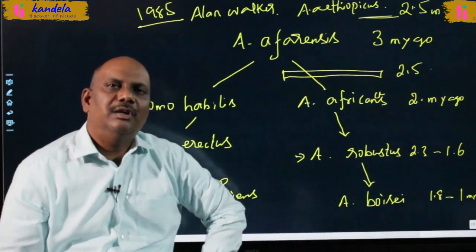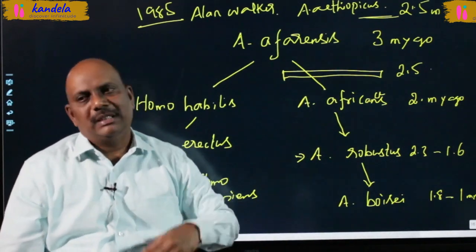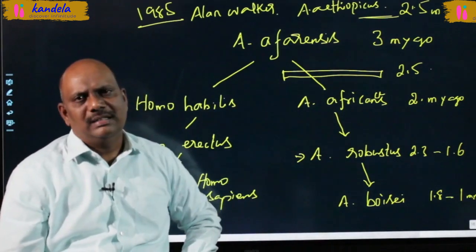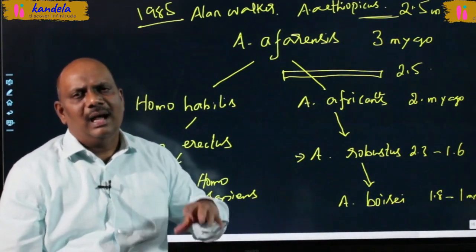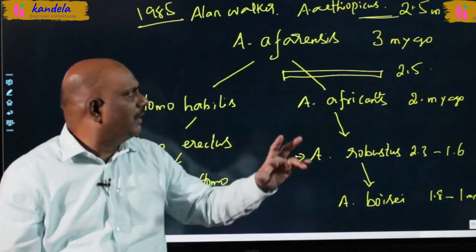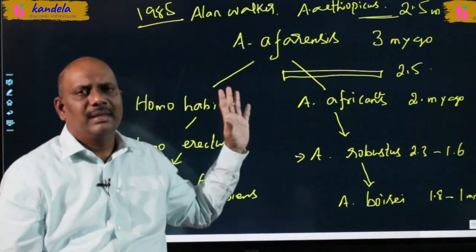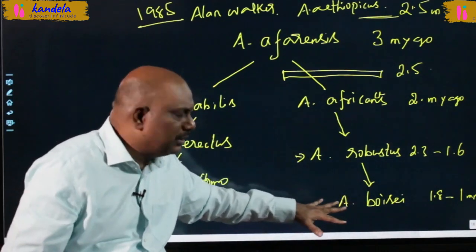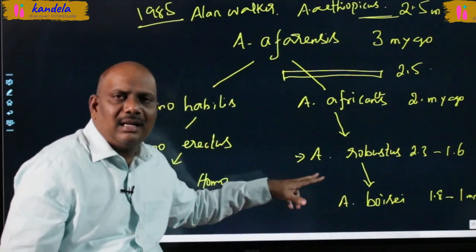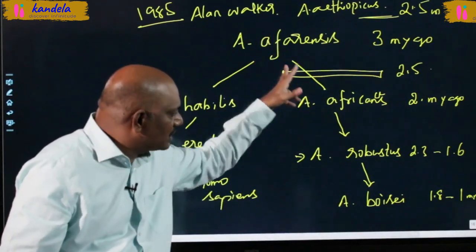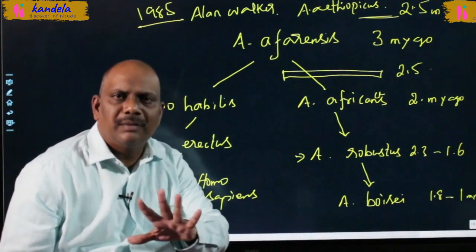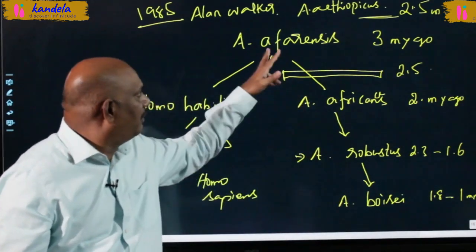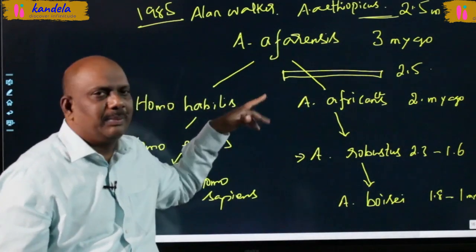This created a confusion, and people expressed a doubt over the two-branch theory given by Donald C. Johnson and Timothy White. Alan Walker, to accommodate this Ethiopicus fossil, gave one conclusion: that this Australopithecus boisei didn't evolve in the last leg of Australopithecus in evolution, but evolved independently from afarensis through Ethiopicus.